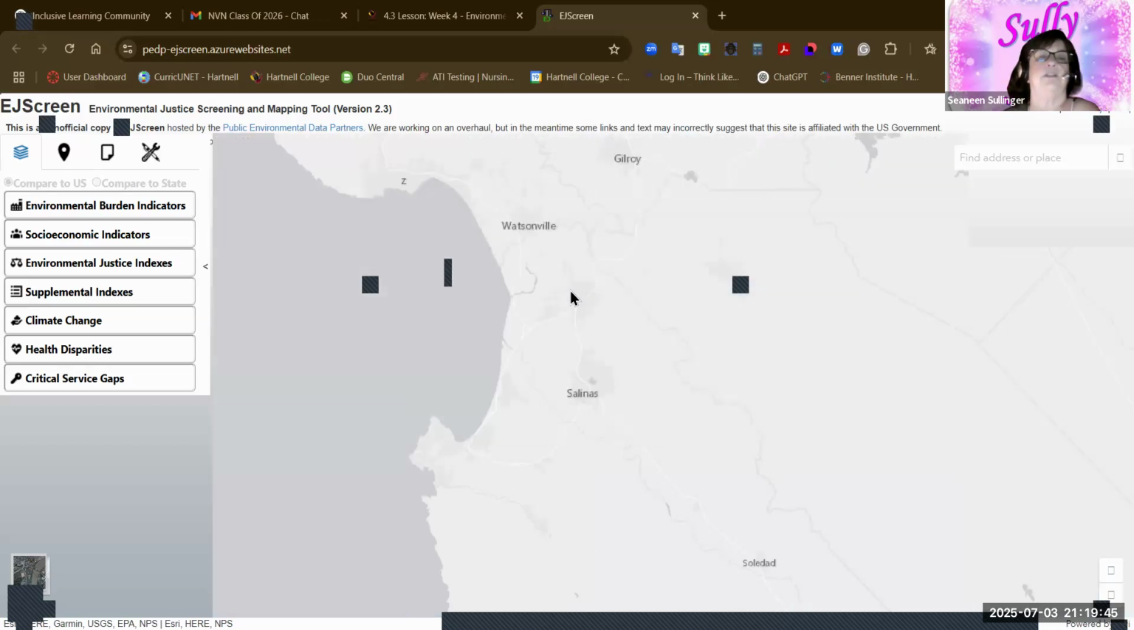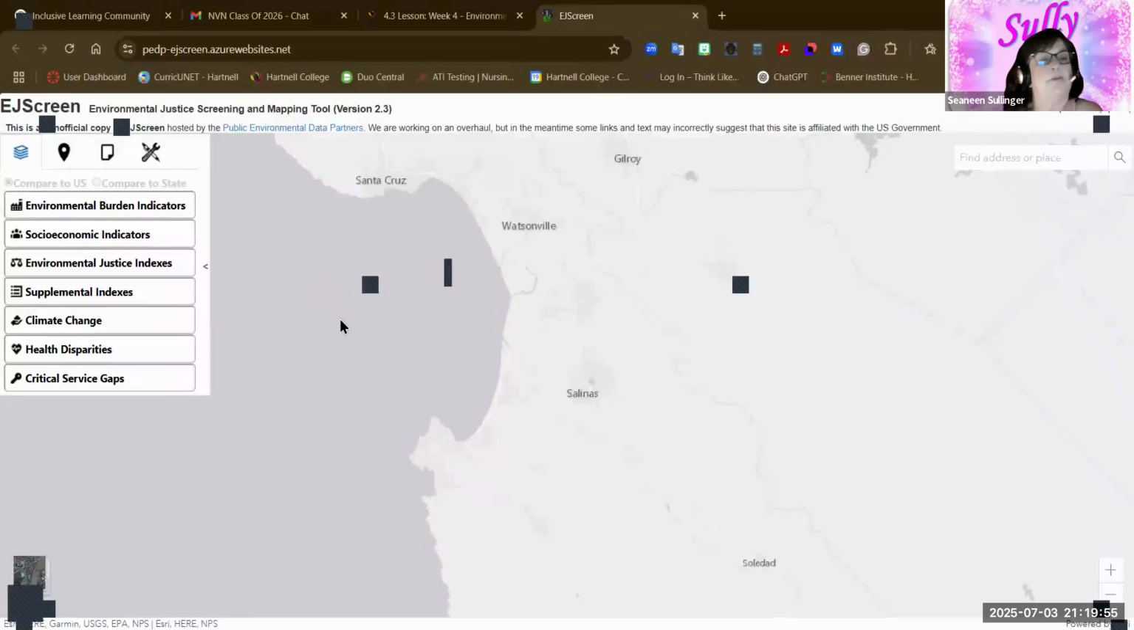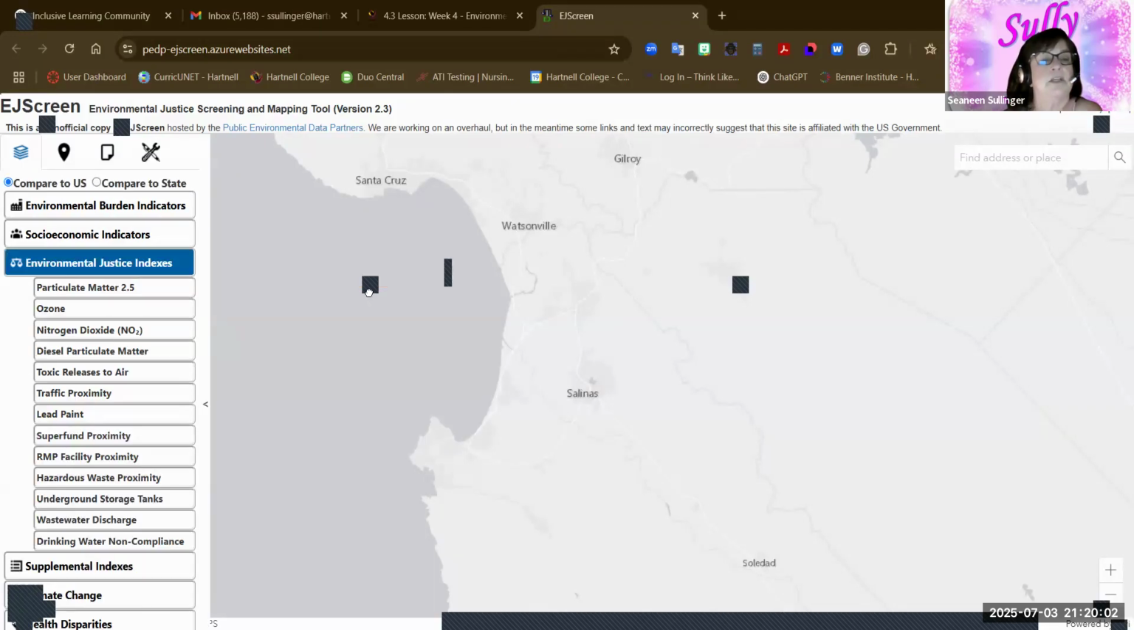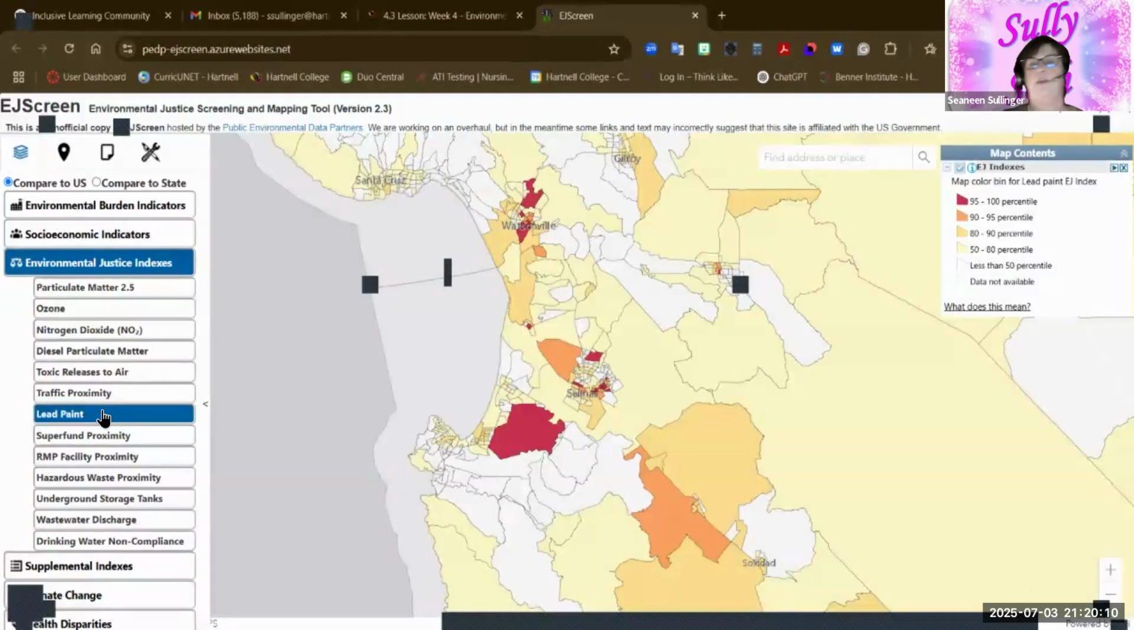And so this is the environmental justice screening and mapping tool. It actually pulled up Salinas, Watsonville, Soledad, Gilroy, and it will provide environmental justice indexes. So if you wanted to look at a specific one, lead paint, for example, it will tell you, according to the map, how much lead paint is there.